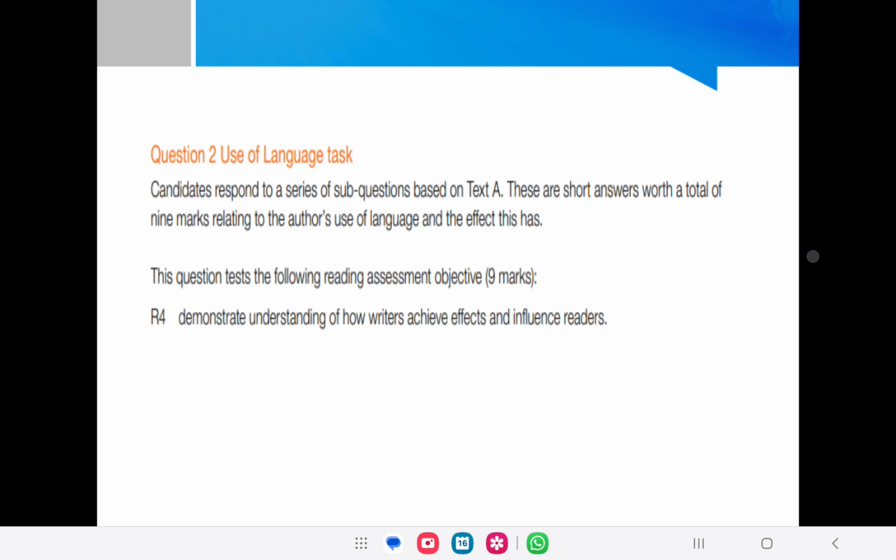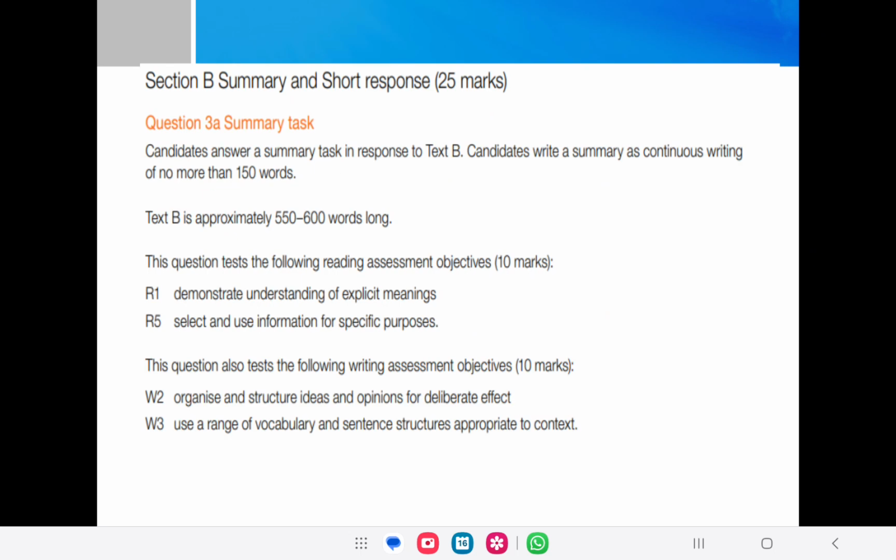Now next one, that is section B, summary and short response. Again, first topic was comprehension and use of language, and it has 2 questions in it. Question number 1, comprehension task, 16 marks. Question number 2, use of language, 9 marks.